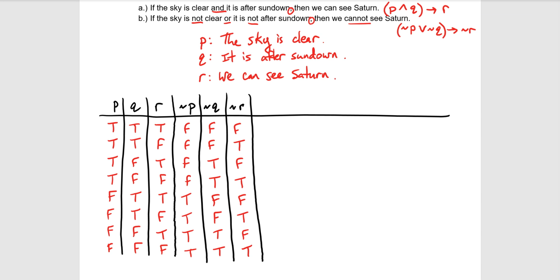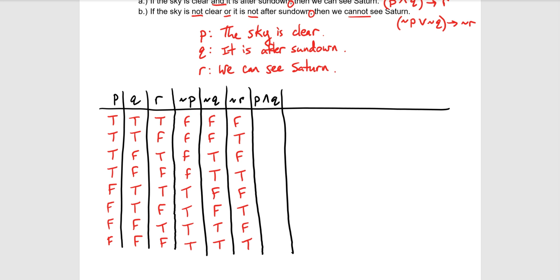So now let's take a look, and I'm going to do the first statement here. Let's finish this one off. So let's do the conjunction P and Q first. It's a conjunction, so this is only going to be true when both P and Q are true. They're both true in case 1 and 2, and then it's going to be false everywhere else. And next, let's finish up the first statement.